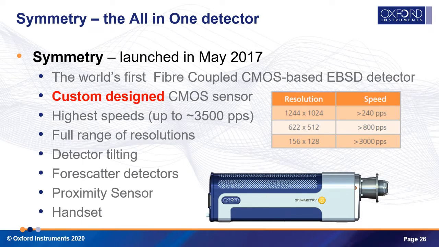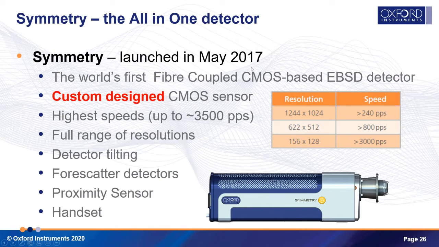We also use a custom designed CMOS sensor, not one that you get off the shelf, and we can get up to over 3,500 measurements a second. We can have a whole range of different resolutions, and we see them on the side here. So you can see, for instance, that if you want to go over 3,000 measurements a second, you can still maintain 156 by 128 pixels. And we'll see that that gives a really quite good looking pattern, which we can index extremely well. And so we can apply these high speeds to all of the material jobs that you would ordinarily want to encounter, not just the easy stuff.